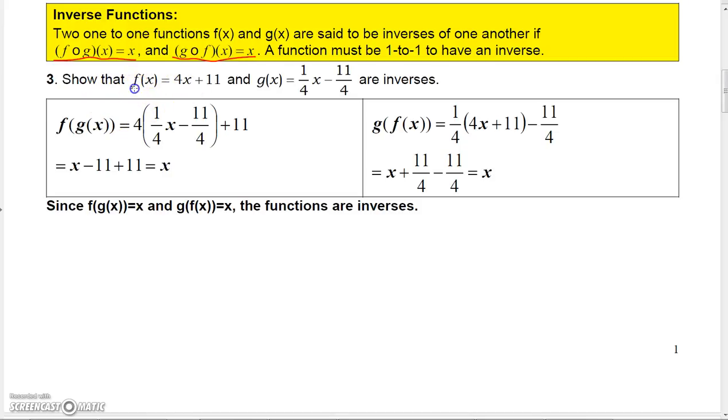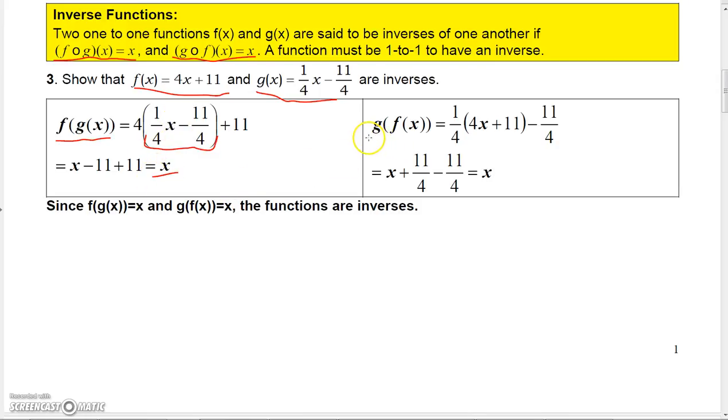So here are two functions. Now I know these functions are inverses, and let me show you how I know this. If you compose f with g of x, that means you take the f function 4x plus 11 and replace x with this g function here, and then simplify it, you're going to get x.